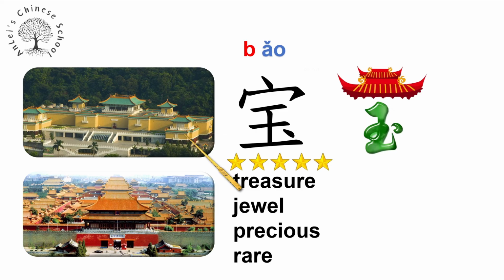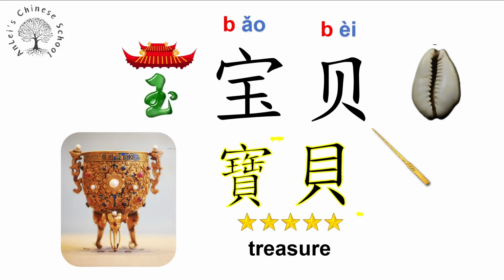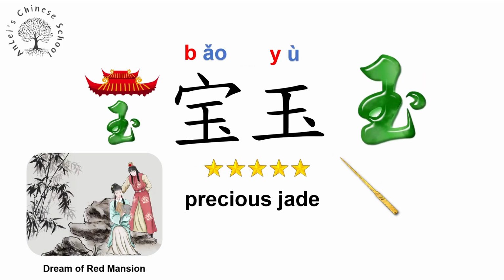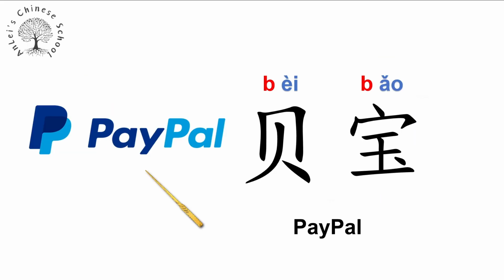And this is the Palace Museum in Taipei, and this is the Palace Museum in Beijing. Under the traditional roof, there's a jade inside, 宝贝, treasure, 宝宝, that means a baby, because a baby is a treasure of parents. 宝玉, precious jade. Jia Baoyu is also a main character in Dream of the Red Mansion, a classic Chinese literary masterpiece. According to the legend in the book, he was born with a piece of jade in his mouth, hence the name Jia Baoyu. PayPal, translated to Chinese, is Bei Bao.